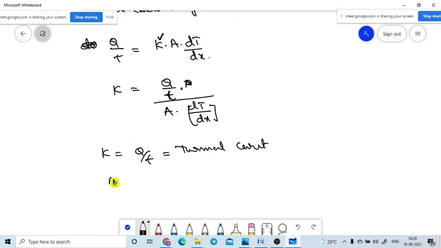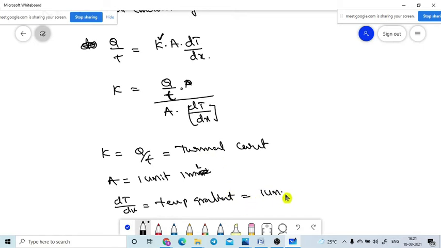When will it become K? A must be one unit, that means 1 meter squared. dT by dx is the temperature gradient, and the temperature gradient must also be one unit. So the area must be unit and the unit temperature gradient is required. Then the thermal conductivity of the material is nothing but the thermal current passing through the substance or material. When can we define this?